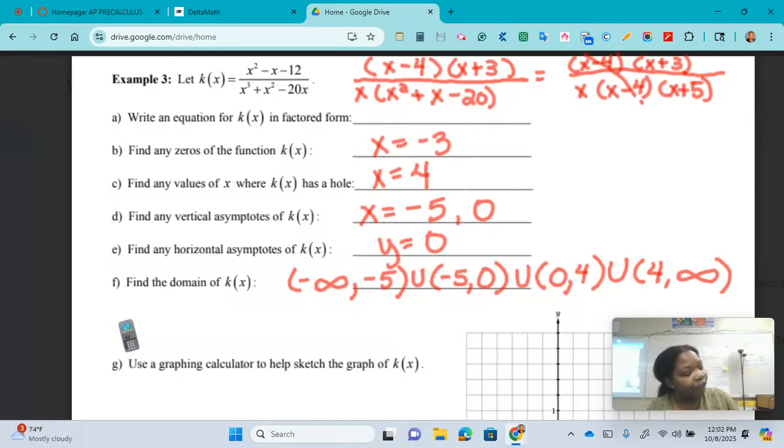You could use the graphing calculator to sketch for g, but I'm going to go ahead and bypass that unless y'all really want to do that. Bypass the sketching. Everyone got this? We're going to go to our example 4. We're going to actually look at a graph and think about what could have been the equation for that graph.